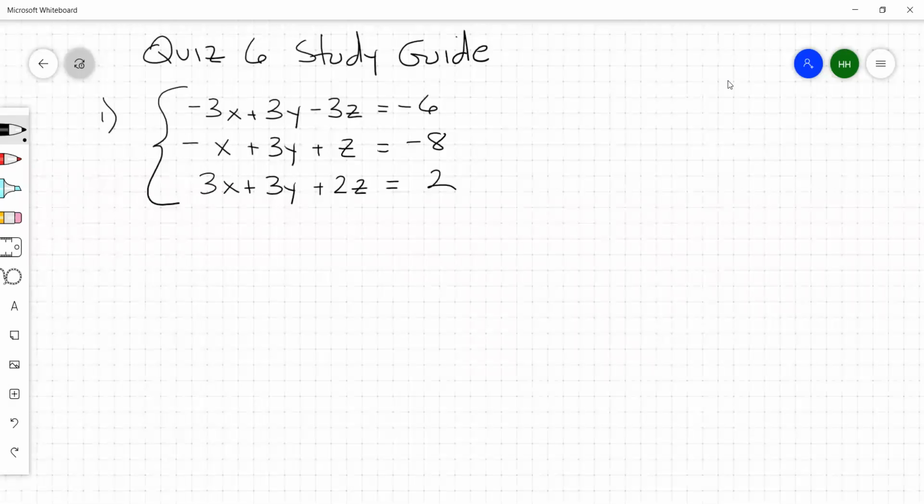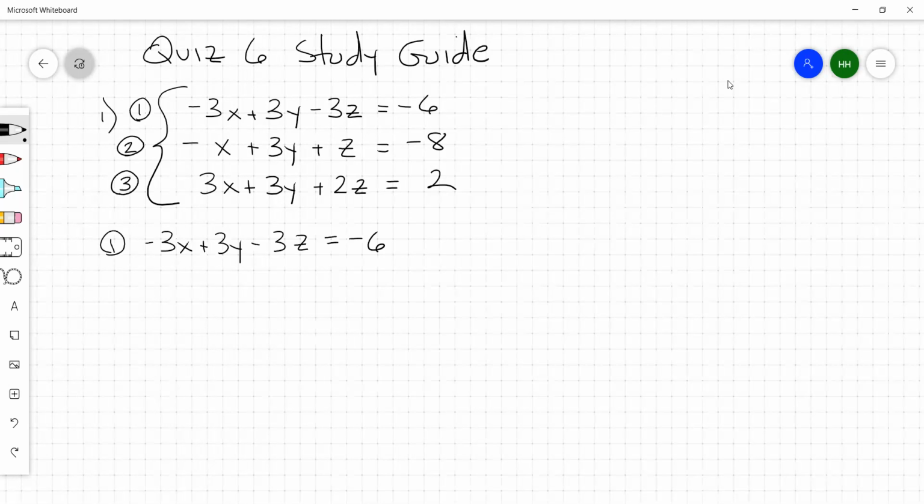All right, so I'm going to number these equations. Then I'm going to pair up 1 and 2. I'm glancing at these equations right now. We got 3's in front of all the y's, right? Everybody see that? So I'm going to get rid of y's in my first step.